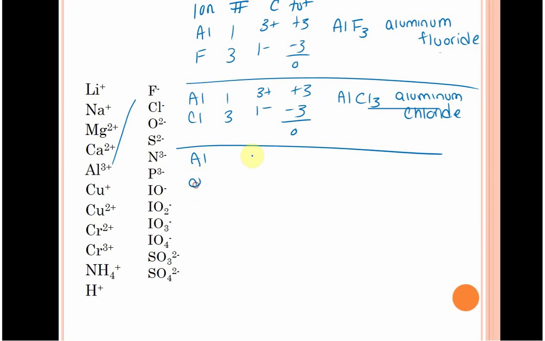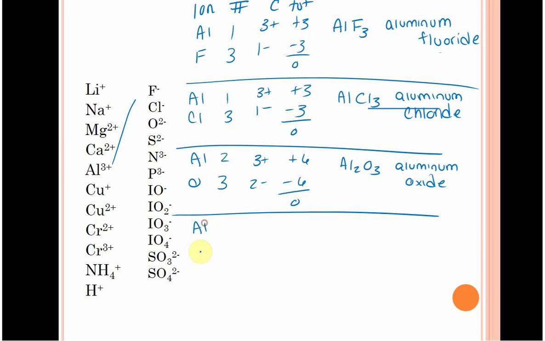Aluminum with oxygen. Here we've got 3 plus and 2 minus because this is in group 6. Lowest common denominator here is 6. So we need 2 aluminums, 3 oxygens. 2 times 3 is plus 6. 3 times a minus 2 is minus 6. That'll cancel to give 0. So we have Al2O3 for aluminum oxide. Again, no Roman numerals, no prefixes here. Al and S, plus 3, minus 2. Lowest common denominator is 6, so we need 2 and 3. Gives us Al2S3 for aluminum sulfide.